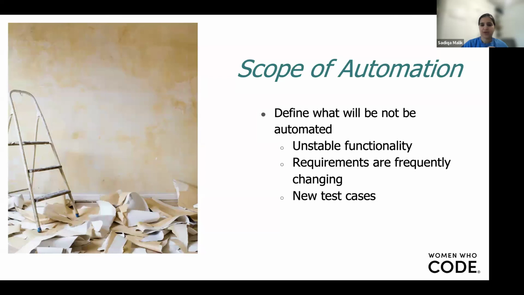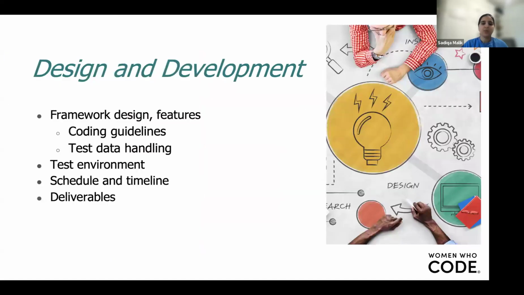So now that we've defined the scope of automation, we're going to move into design and development, right? You have your tool, you have your framework, you've defined your scope. So what do you do next? Before you start automating or start writing scripts, have some principles laid out for your framework design features. So have a coding guideline, because you're not the only one working. You'll have a team working on it. So you need your coding standards to be met across the whole team, right?